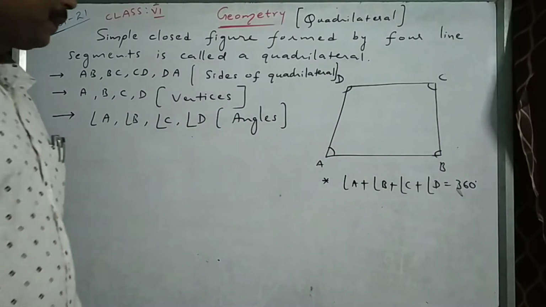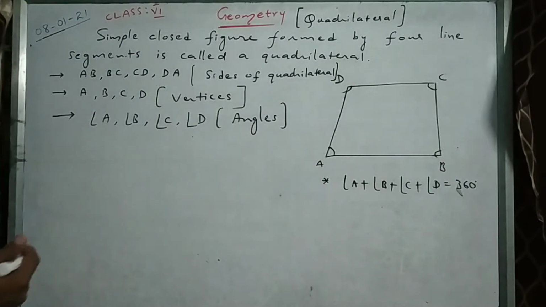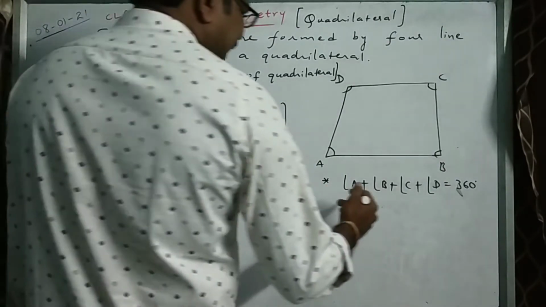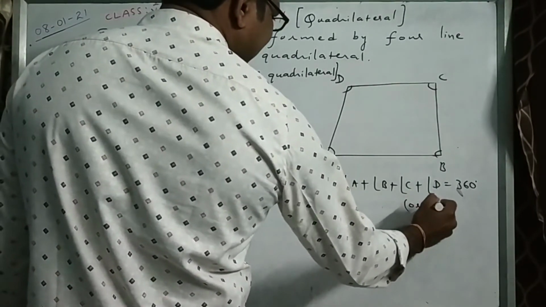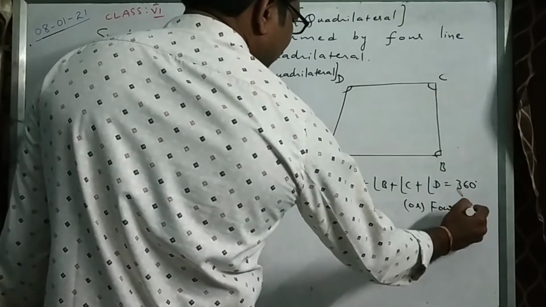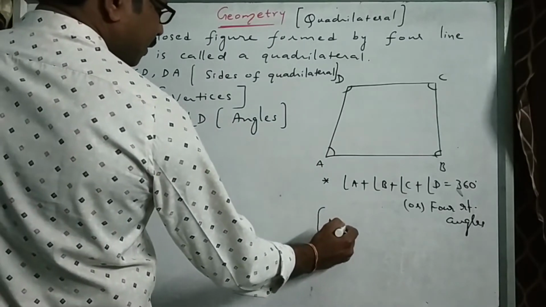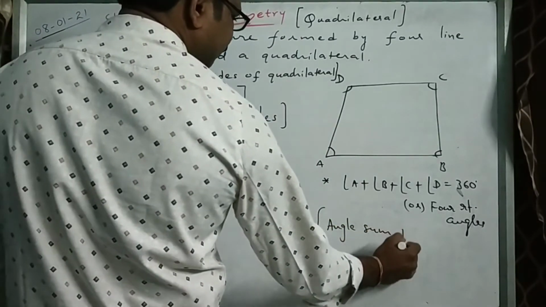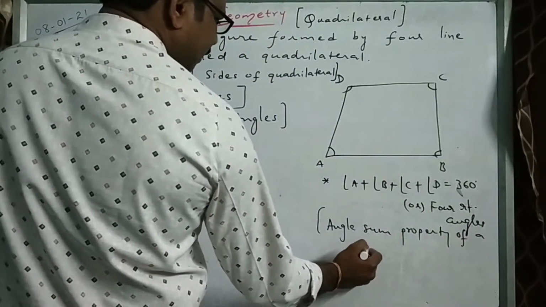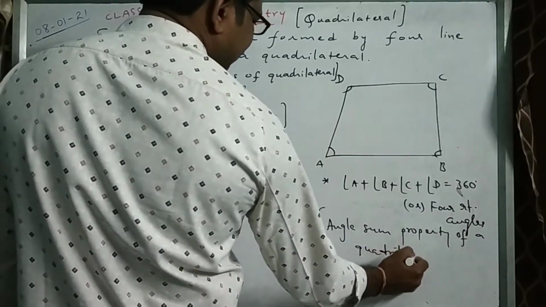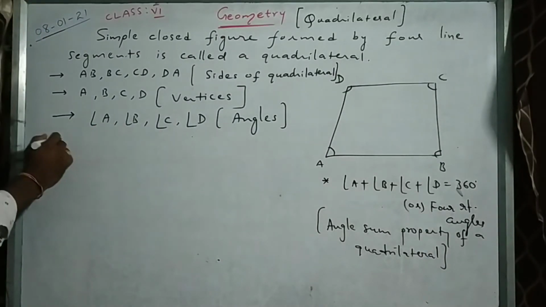In a triangle, angle sum property is the sum of angles of a triangle is 180 degrees. But in a quadrilateral, the sum of four angles is equal to 360 degrees or four right angles, 4 into 90, right? Four right angles. Okay, this is called angle sum property of a quadrilateral. Sum of angles is 360 degrees. Four angles are there, right?